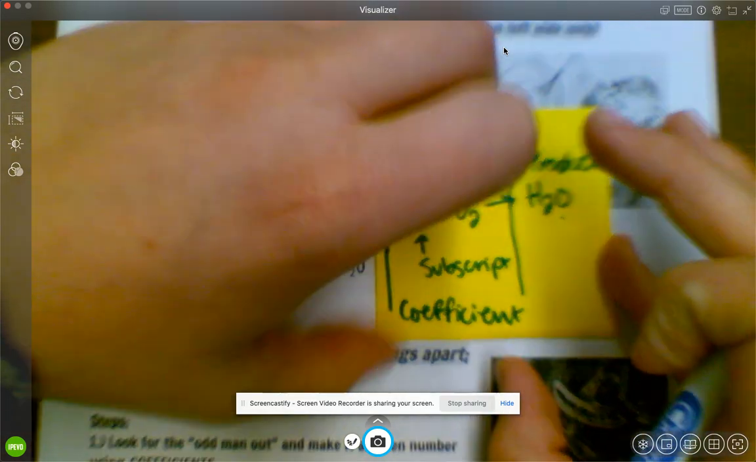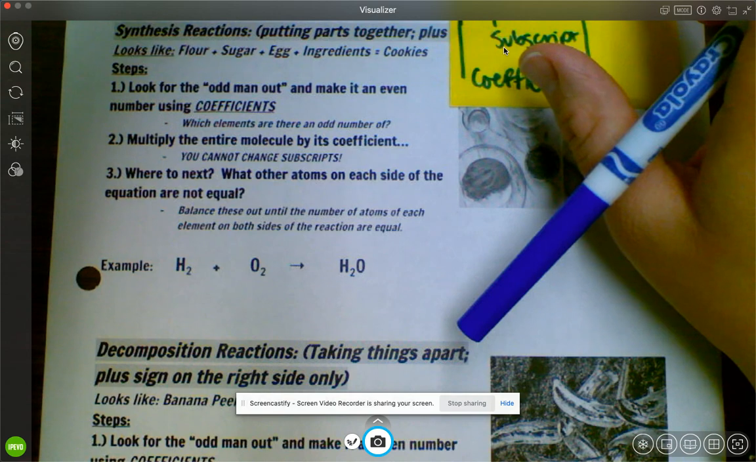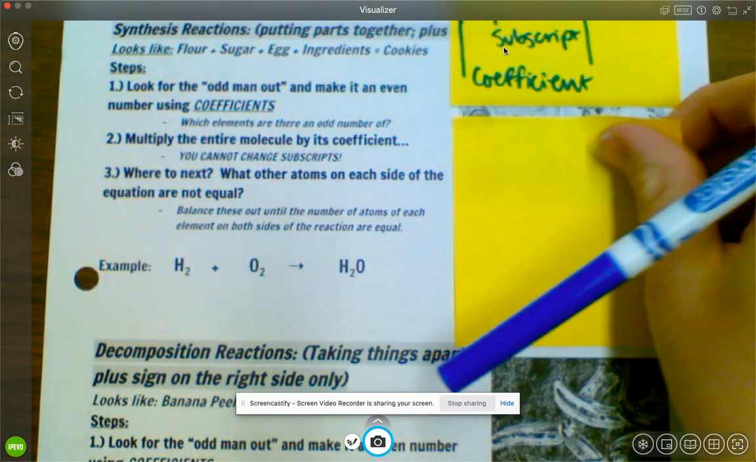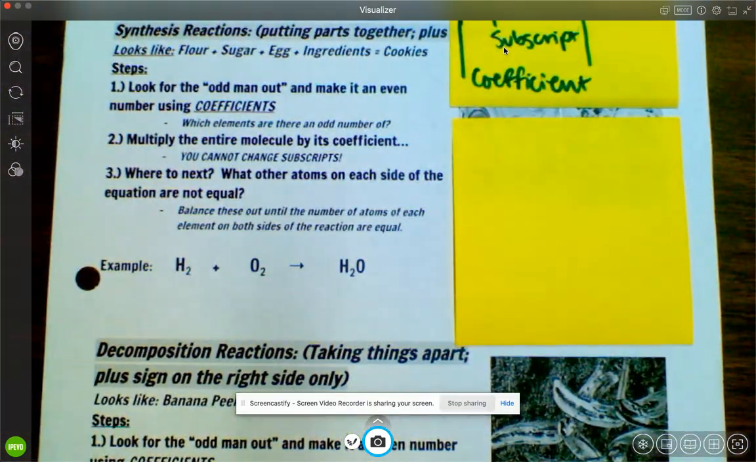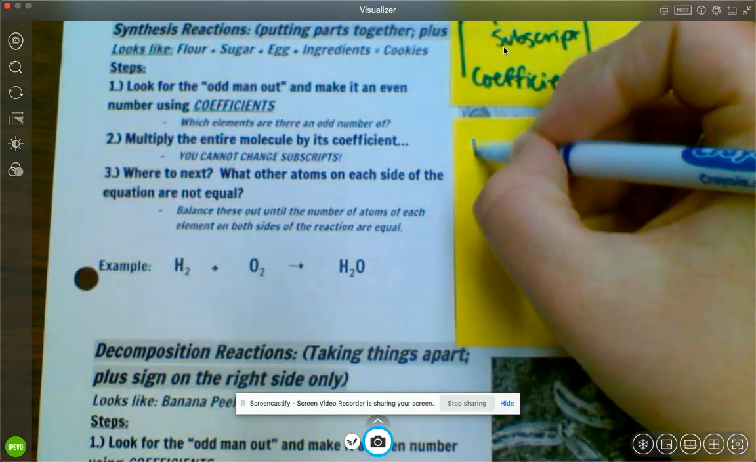Another thing, just kind of a little quick review, is when I was saying how many of those hydrogen or oxygen atoms, you might have been like, oh, Miss Moronic, I don't remember. Counting atoms was a little while ago. So let's do just a little quick review of counting atoms.